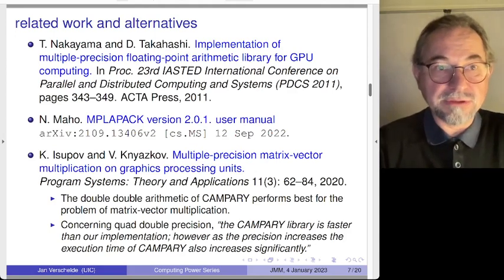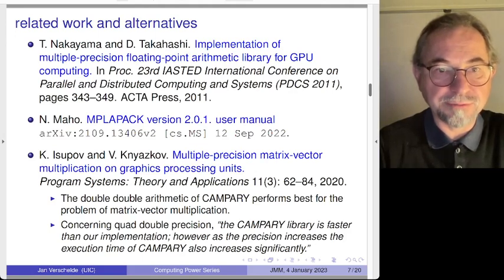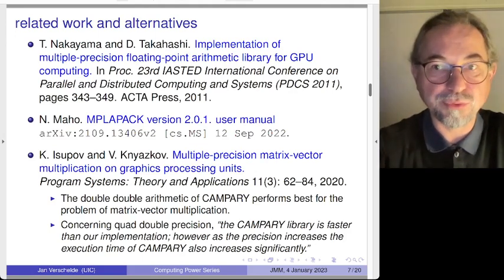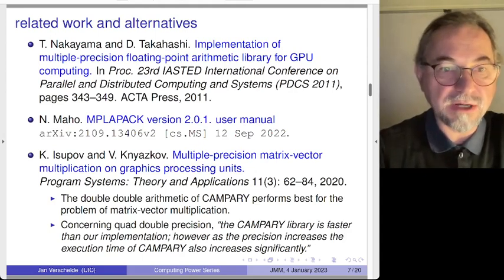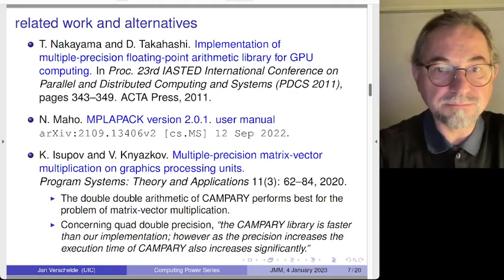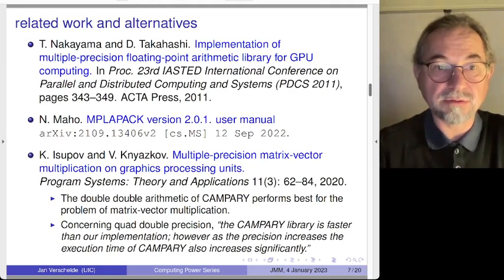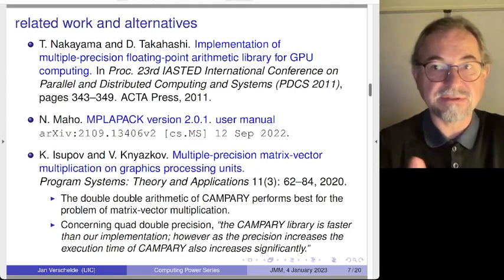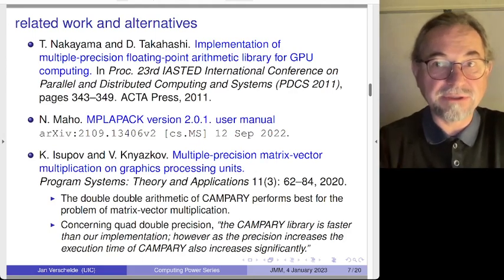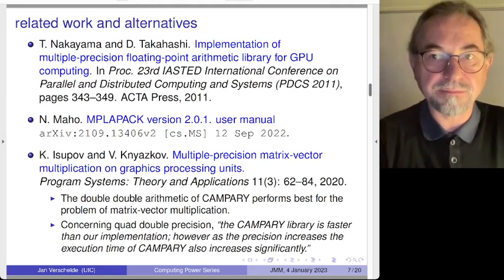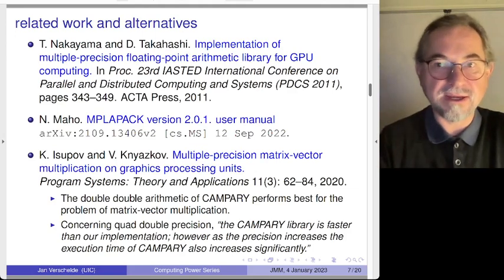Here's some important related work. There is the MPLAPACK, the middle reference here, which supports quad double linear algebra operations. And this effort is certainly already more than a decade old. The multiple double precision is not real multi-precision in the sense that if you want to work with 23 bits of precision, for example, then you cannot do this.